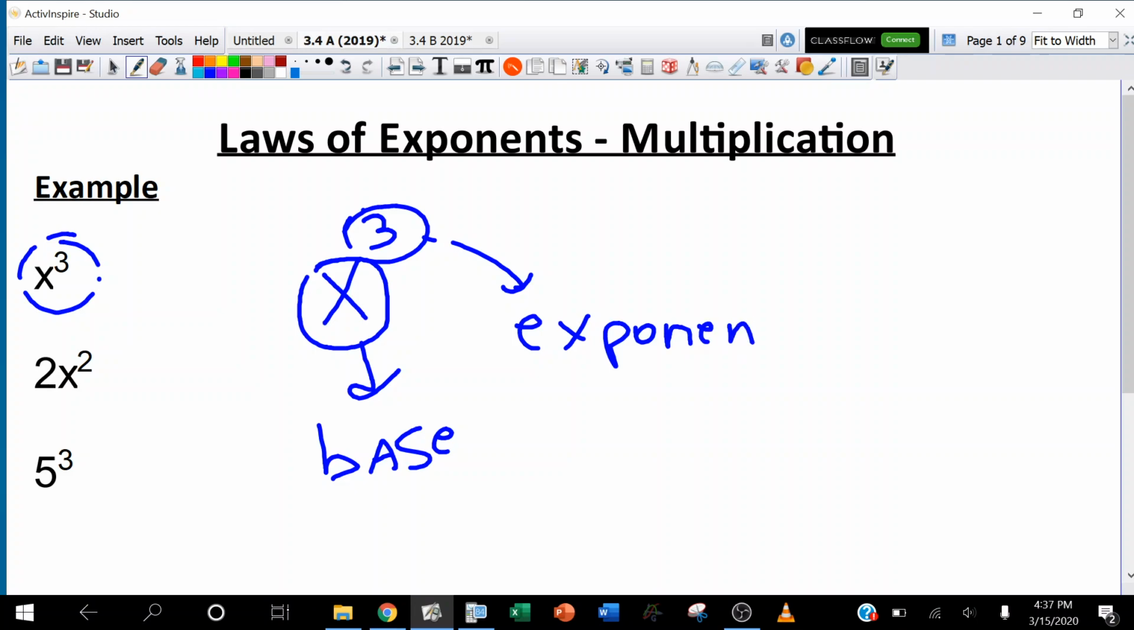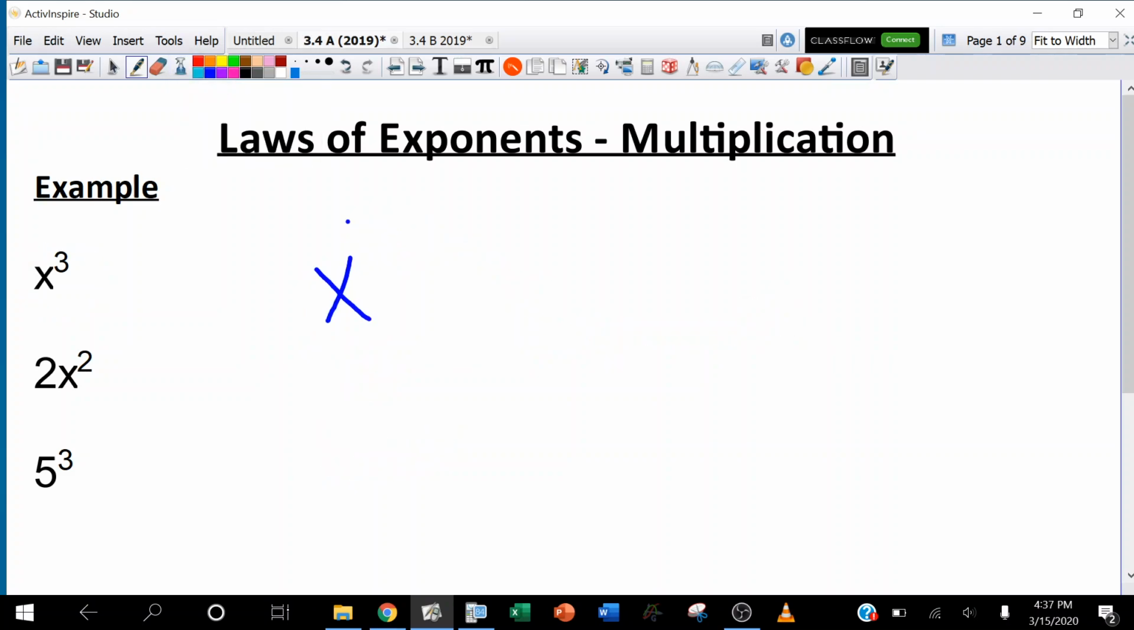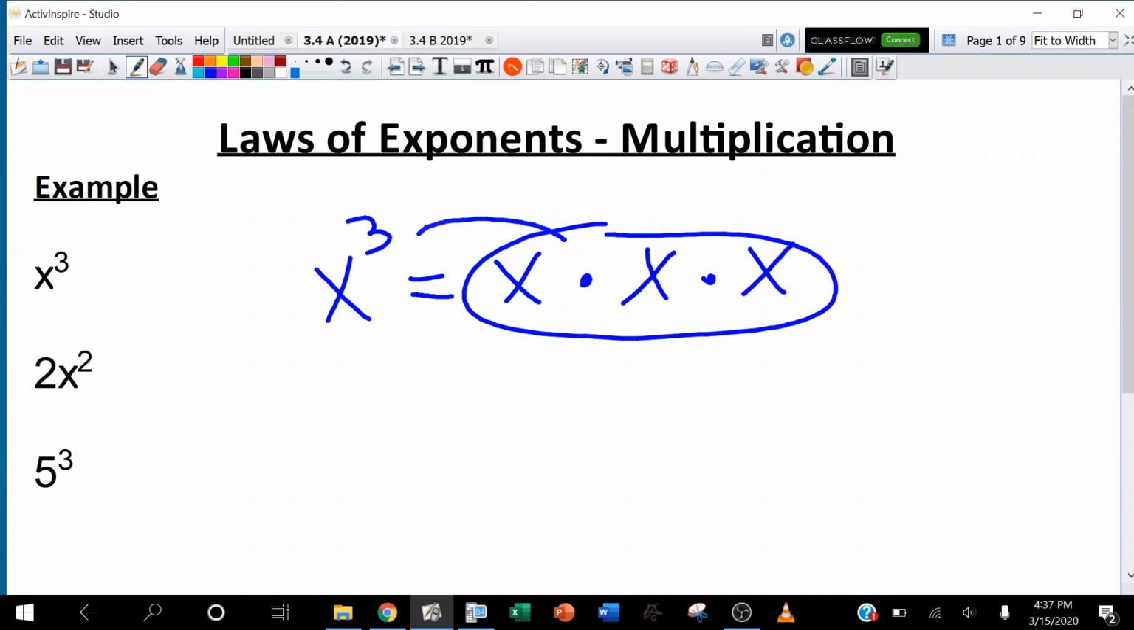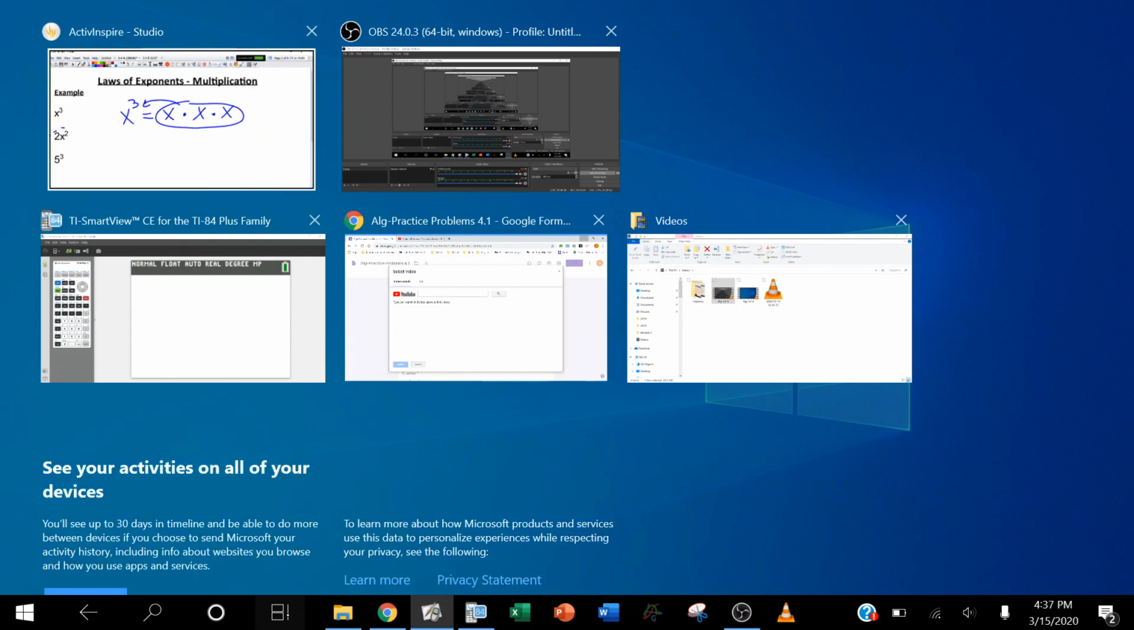When we're talking about using exponents, we're talking about taking a multiplication problem where what we're multiplying is the same each time and writing it in a shorter way. So what does x cubed mean? Well, x cubed means x times x times x. A shorter way of saying this would be x cubed, or x to the third power.